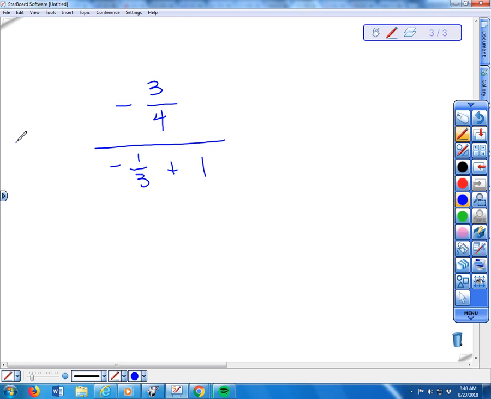Don't be intimidated by problems that look this complicated. If you just take them one step at a time, you'll gradually get where you need to go. This is negative 3/4 divided by negative 1/3 plus 1.